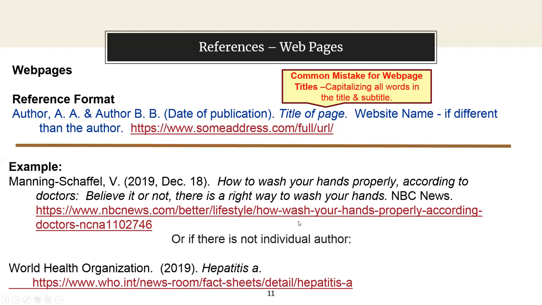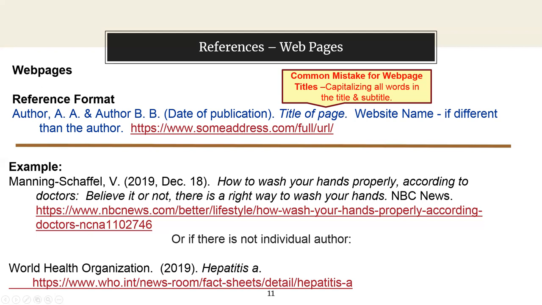Okay. So next comes the title of the web page, how to wash your hands properly according to doctors. Believe it or not, there's a right way to wash your hands. Notice again, the web page title, only the H is capitalized, only the B is capitalized because it's the subtitle. And the whole title itself is italicized. Now, because I have an individual author here, I need to put the name of the website itself. And in this case, it's NBC News, okay? And then this is the full web address for where your reader can find this web page information. I didn't leave it at just NBCnews.com, I put the whole address here.